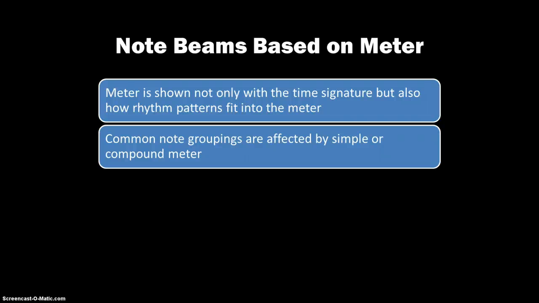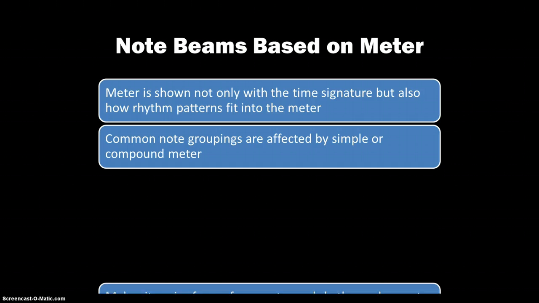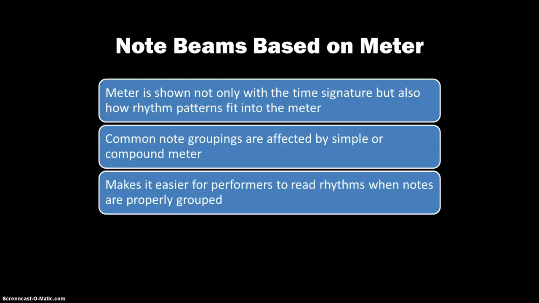The common note groupings are affected by if it's a simple meter, which would be groups of two eighth notes, or if it's a compound meter, which would be groups of three eighth notes. By grouping the notes together properly, it makes it a lot easier for performers to read the rhythms.